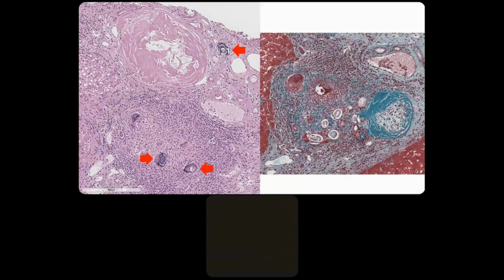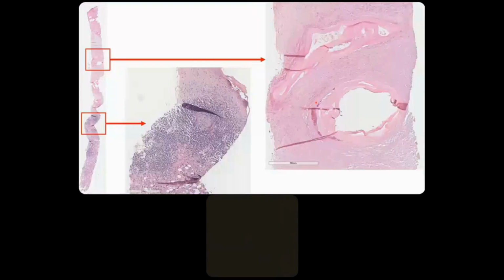Here's another case example to remind ourselves that infections should always be considered in the differential diagnosis of hepatic granulomas. So in this case, you can see that these arrows highlight the numerous schistosoma eggs within a portal tract. And interestingly, this case of schistosomiasis was diagnosed incidentally in a liver resection specimen for cancer metastasis.